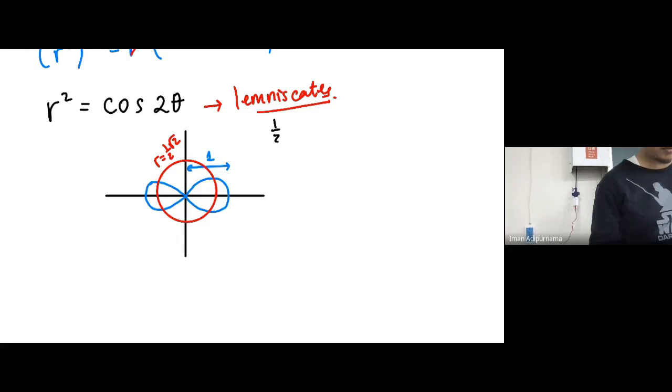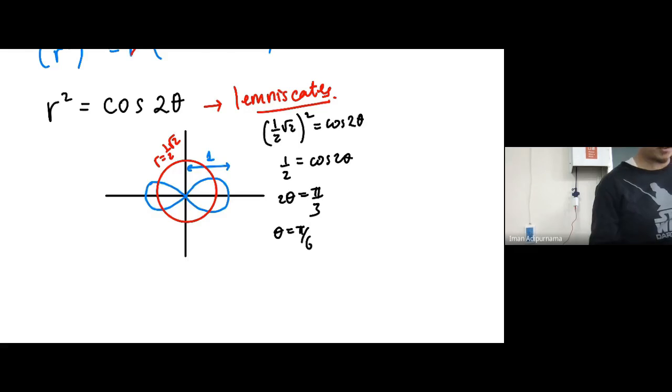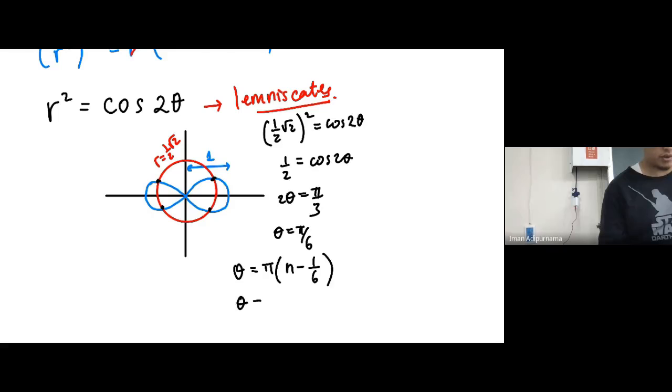So r squared is cos 2 theta. So we get this half is cos 2 theta. So 2 theta is pi over 3. So theta is pi over 6. Okay? And so the theta we get in the intersections is at pi n plus pi over 6, and the other one is pi n minus pi over 6, because cosine is positive in the first quadrant and the fourth quadrant. Okay? The fourth quadrant is this minus. Okay?